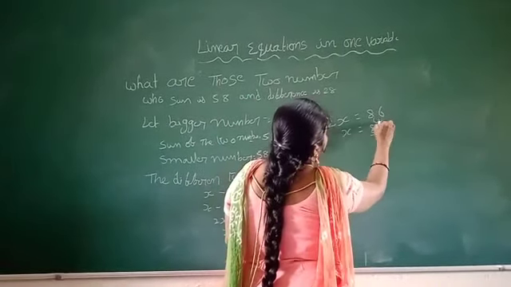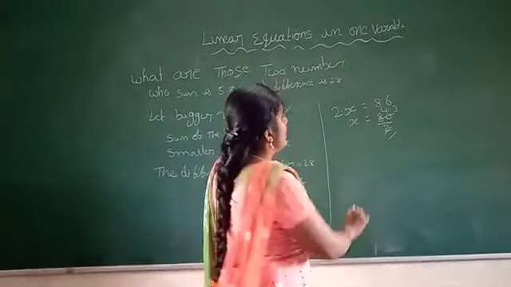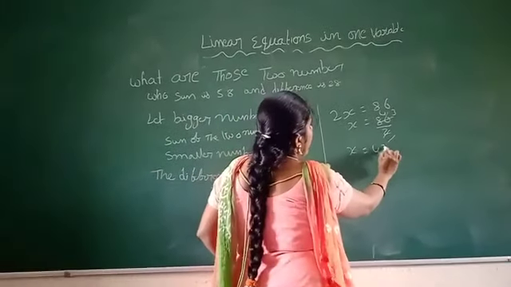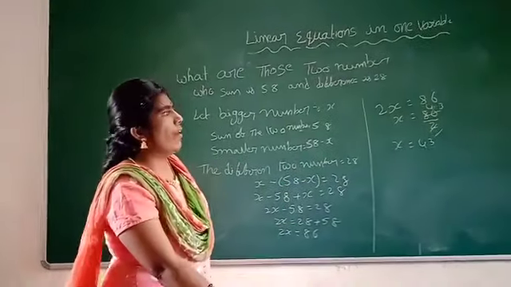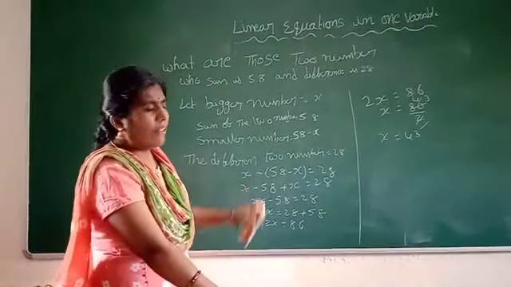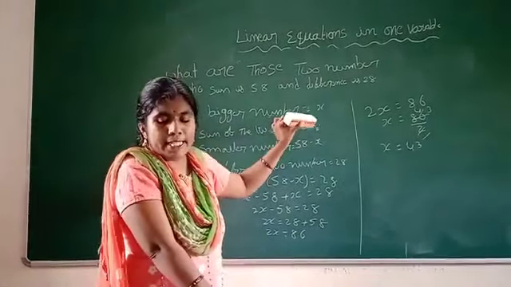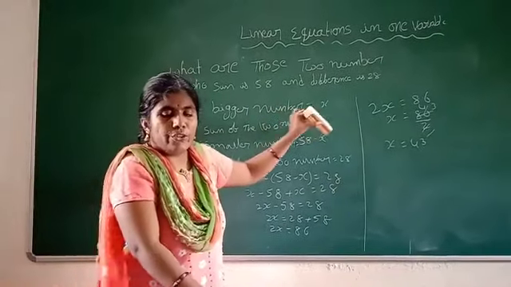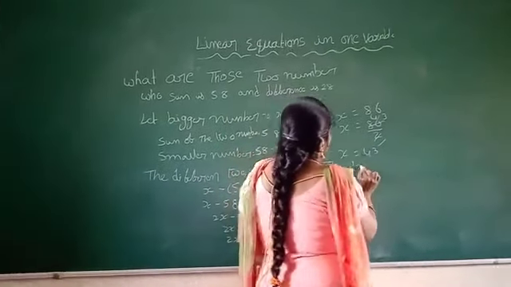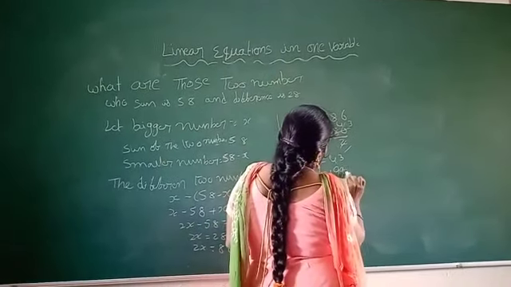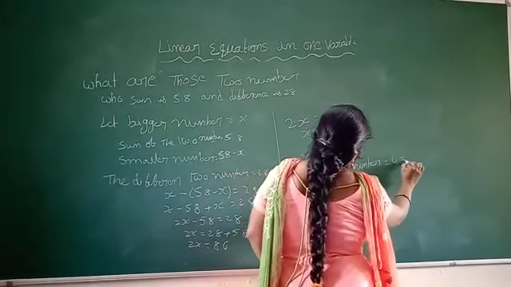Two ones are two, two fours are eight, two threes are six. So x equal to 43. What is x? The bigger number is x. The bigger number is 43.